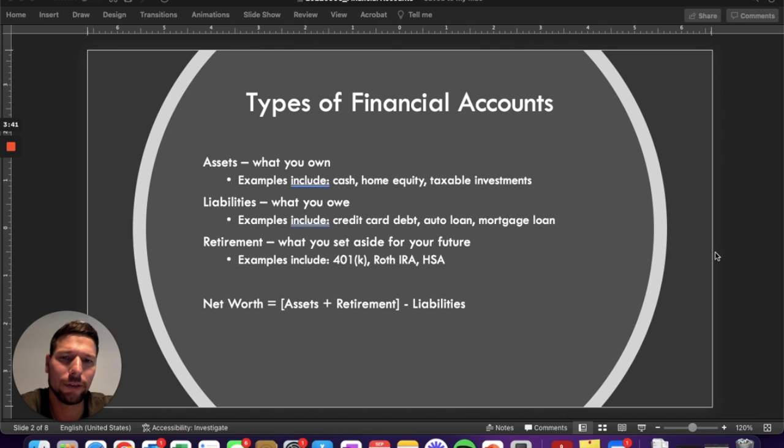And retirement are also technically considered assets, but these are things you're setting aside for your future further down the line, not something you're planning on accessing or using in the near term. Some examples are a 401k, a Roth IRA, and a health savings account. And then to calculate your net worth, it's just a simple equation. You just add together your assets plus your retirement, and then you subtract out your liabilities. And we'll go through an example demo that I put together showing you how to calculate that as well.